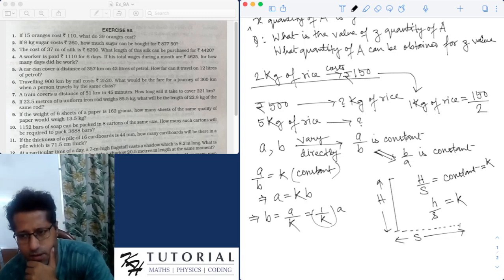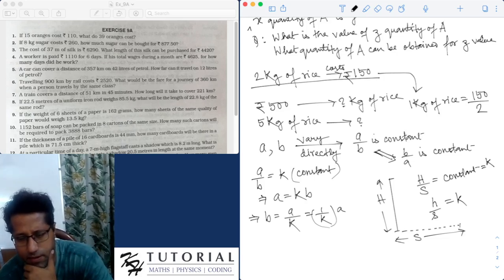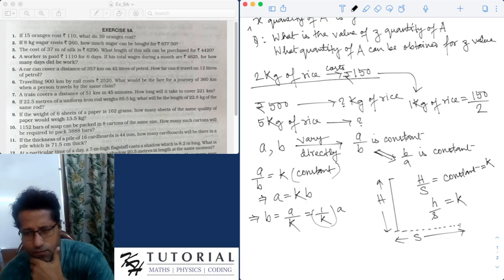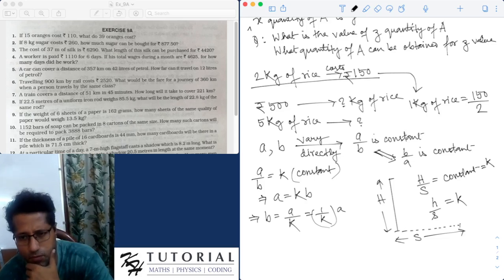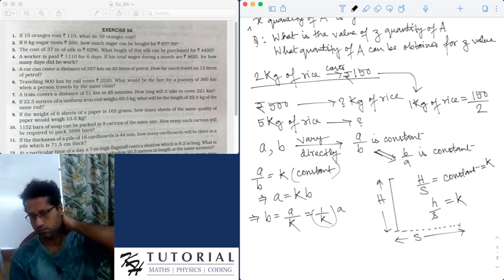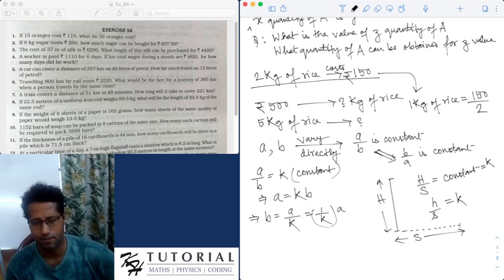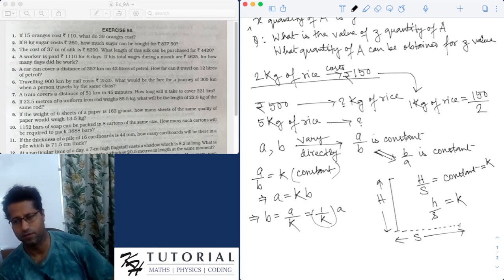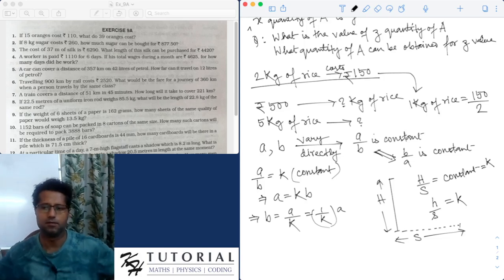This is the concept that for an object at a specific time in the day, its height and the length of its shadow vary directly. That is, h by s will be a constant. So if the height of the object is more, the length of its shadow will be more. If the height of the object is less, the length of its shadow will be less. And this ratio constant is the same for all objects at a specific time in the day, and this constant will vary at various times during the day.